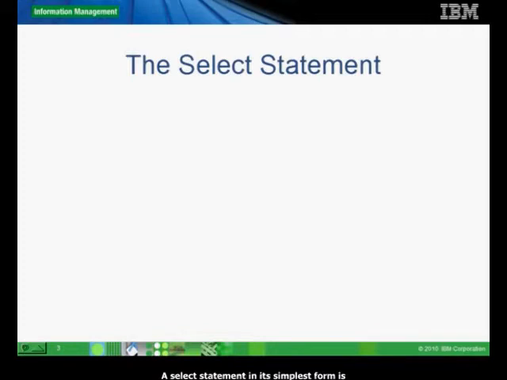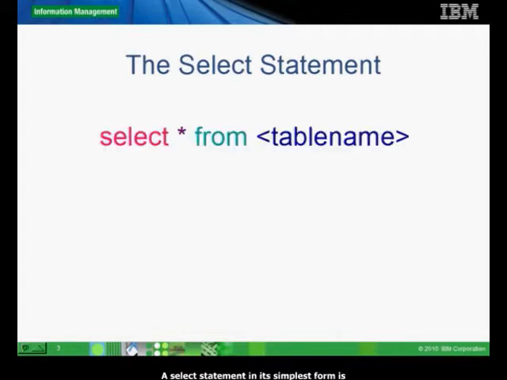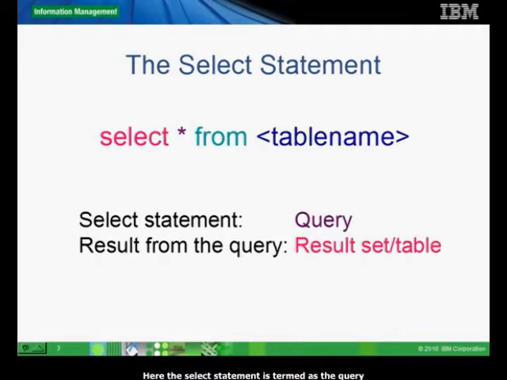A select statement in its simplest form is select asterisk from table name. Here the select statement is termed as the query, and the output we get from executing this query is called a result set or a result table.